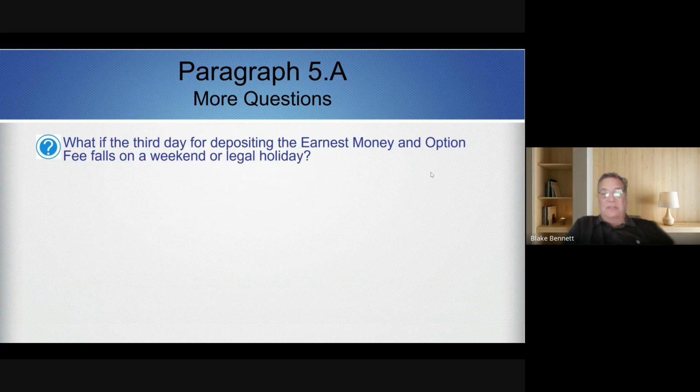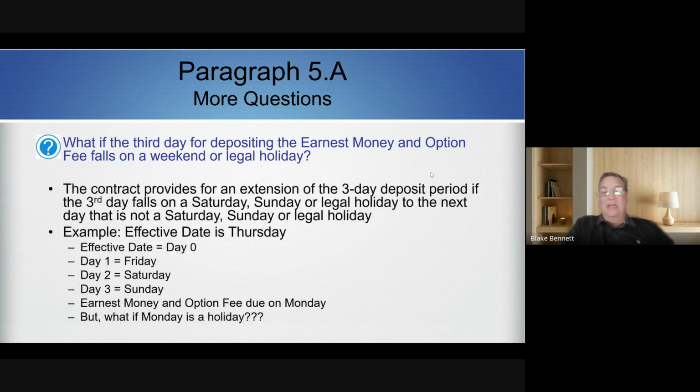If April the 10th maybe is a weekend or a holiday, it extends it one more day. So it'll go out one more day. And let's say that your day 3 is on Sunday and then Monday's a holiday, well, it'll go to Tuesday. So again, I've seen some real estate agents that will sign after midnight, after 12:01. They'll sign at 12:01 a.m. So that gives them an extra day.